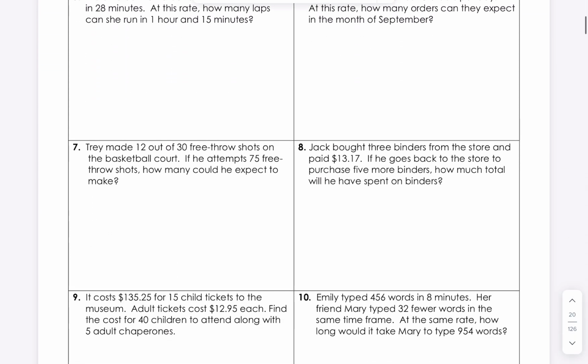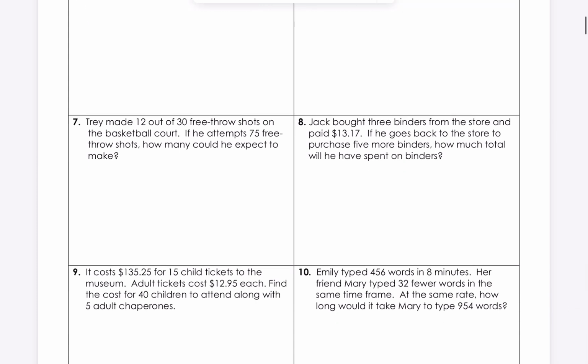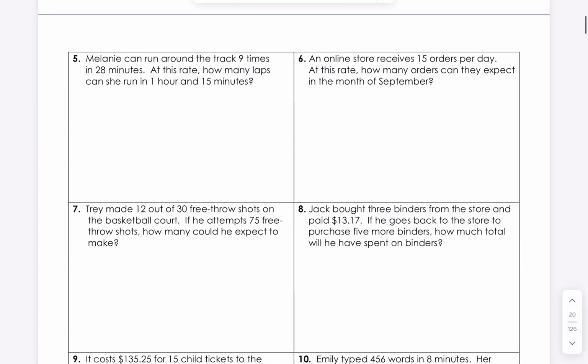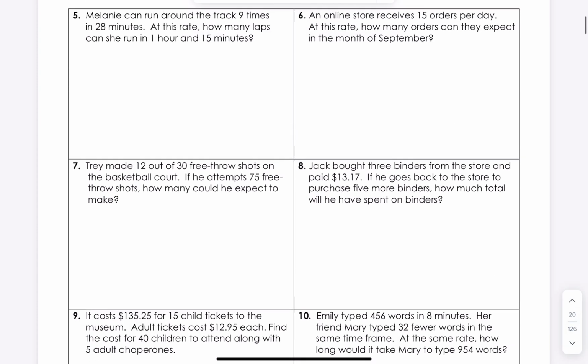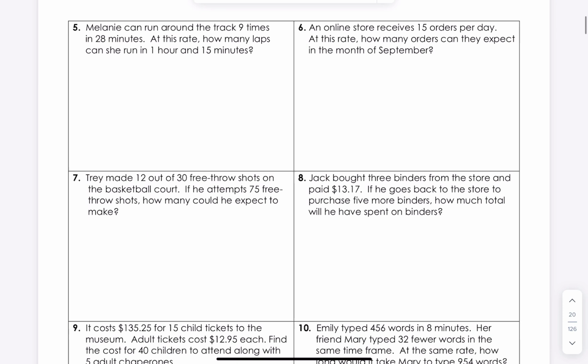So let's go ahead and look at number 6. An online store receives 15 orders per day. At this rate, how many orders can they expect in the month of September? Now, if I look at this, we do have to be careful with this because there's a few different units that we're working with here.